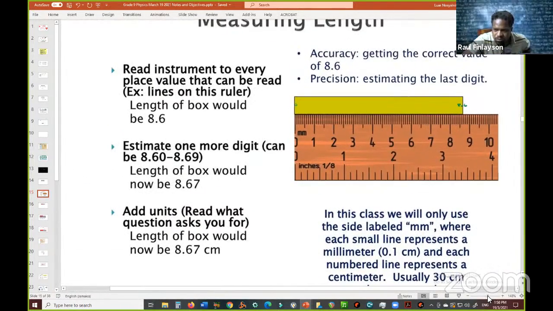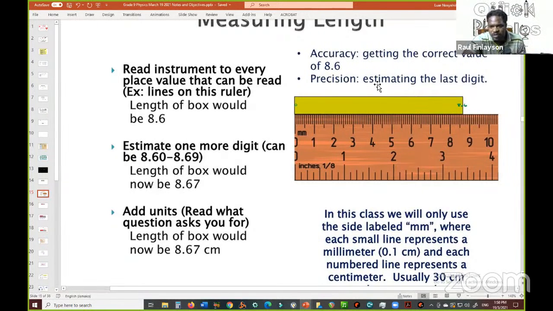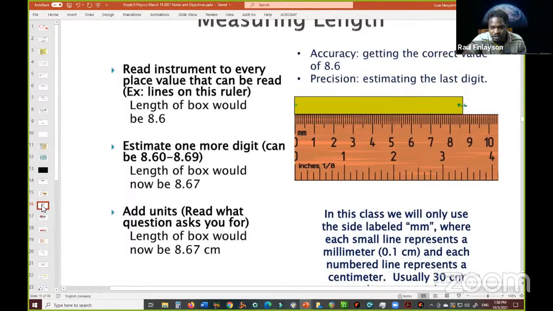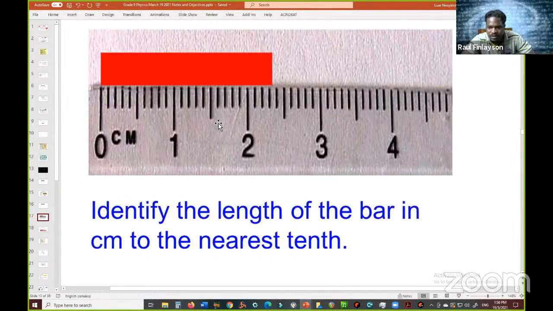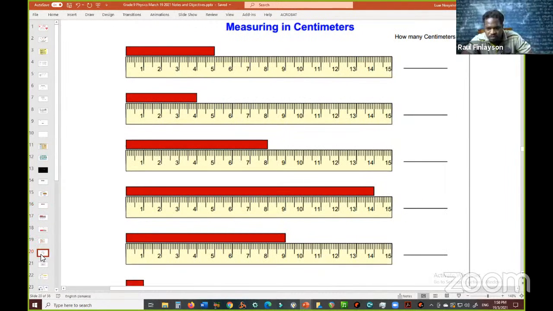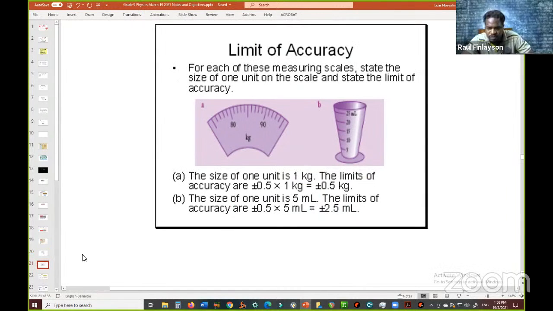And let's look at this. Overall, the accuracy is getting the correct value of 8.6. Precision is estimating the last digit. This is crucial. Definitely crucial. Again, we're going to apply what we learned to these examples here, and we will continue. This would be your assignment. Limits of accuracy.